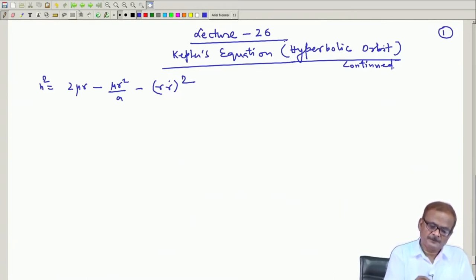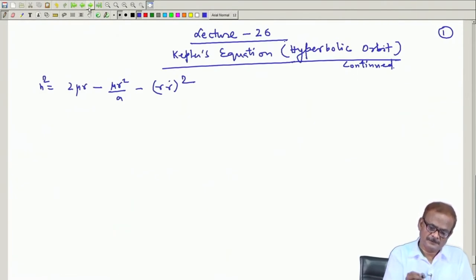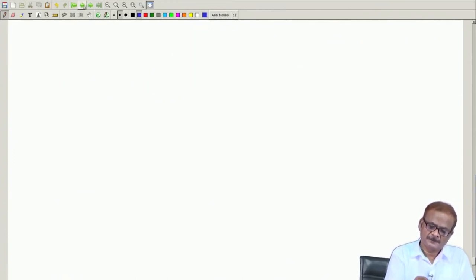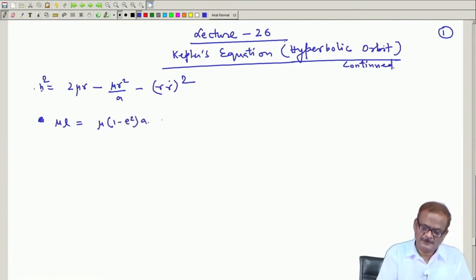So this part we are going to replace here. This we have a times, this is mu times L equal to mu times 1 minus E square a to mu r equal to, now the value for the r we insert here, the r is given as a times 1 minus E cos hyperbolic f.